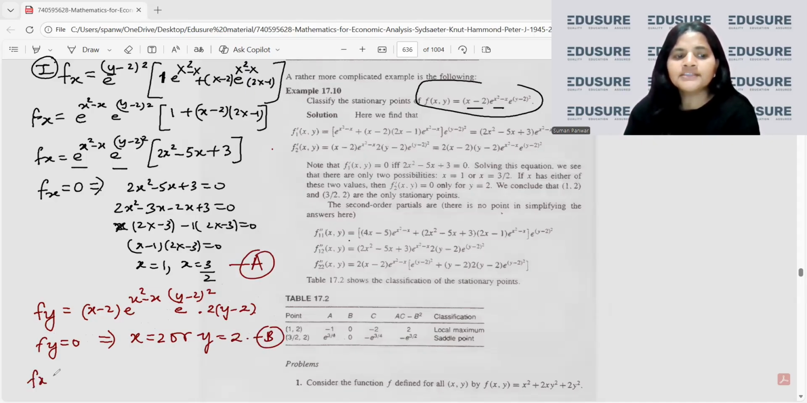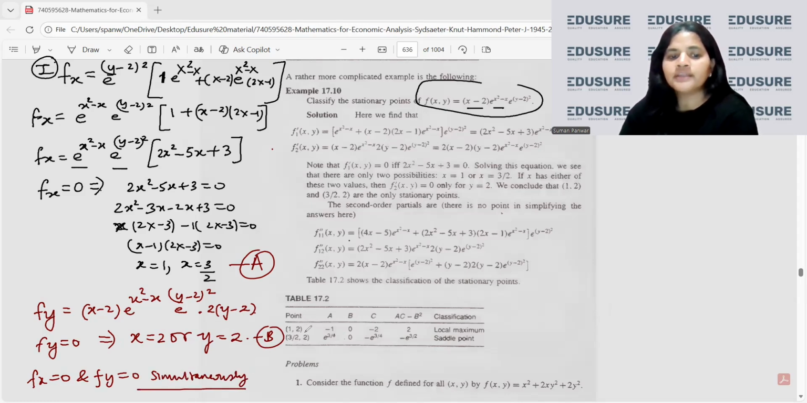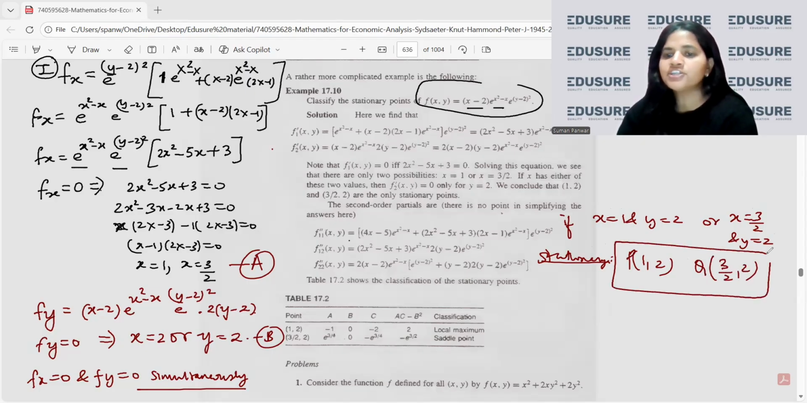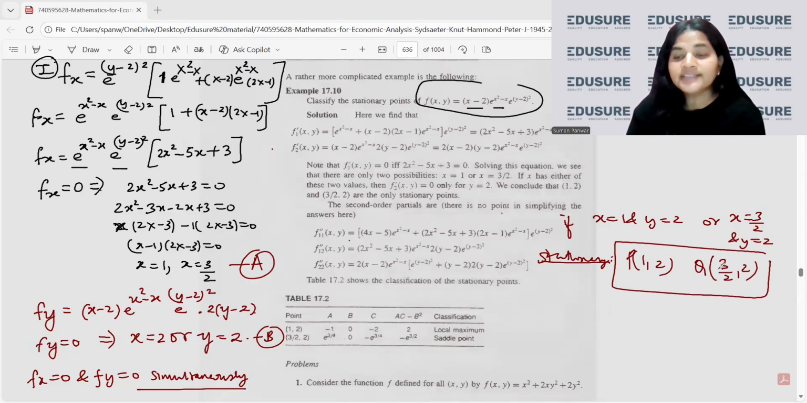Now fx is equal to 0 and fy is equal to 0 simultaneously. We want simultaneously A and B to hold. So they happen simultaneously if x is equal to 1 and y is equal to 2, or x is equal to 3 by 2 and y is equal to 2. So your stationary points now are (1, 2), that is your P, and Q, (3 by 2, 2). Understood? So these are your stationary points. And now I will be calculating the second order derivatives at these points.